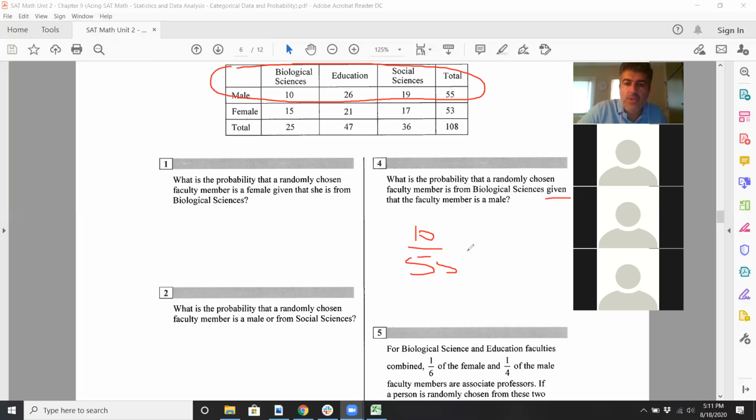That's simple. So now you're looking at a subset, right? Not looking at 108 people, we're looking at 55. Of those 55, 10 is what I want, because that's 10 biological sciences. Good.